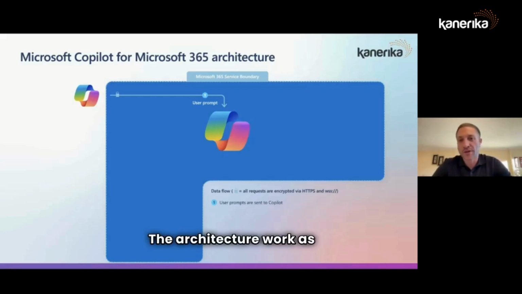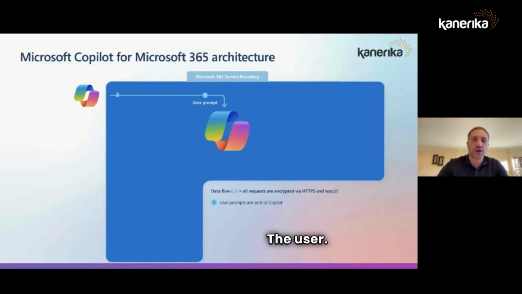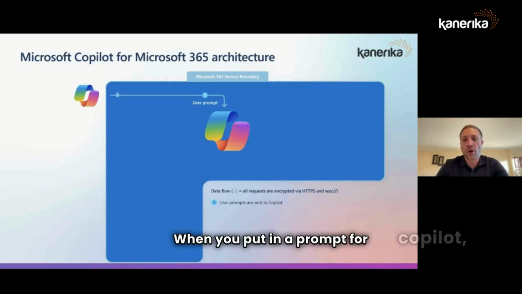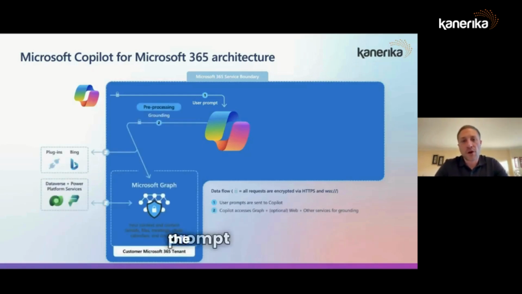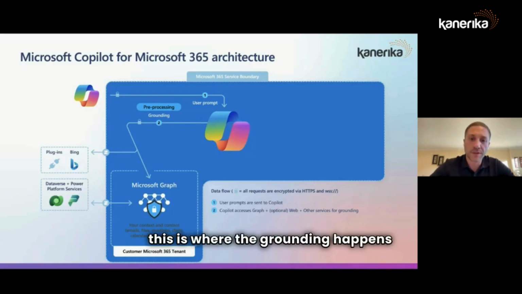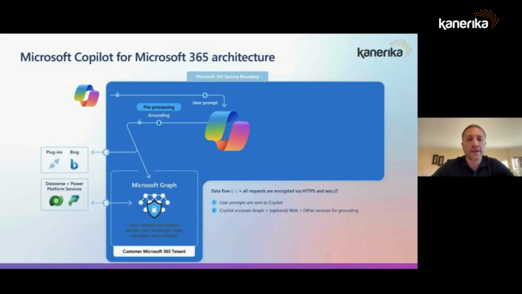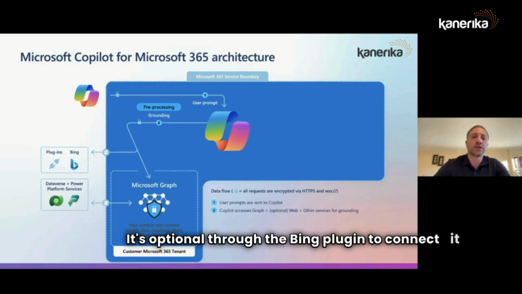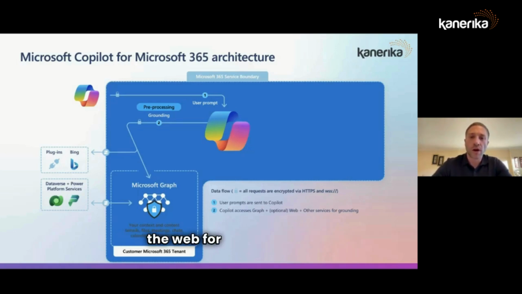How does the architecture work with regard to the flow? When you put in a prompt for Copilot, the prompt first goes to the graph. This is where the grounding of data happens, and it's optional, through the Bing plugin, to connect it to the web for a more global view of the answer.